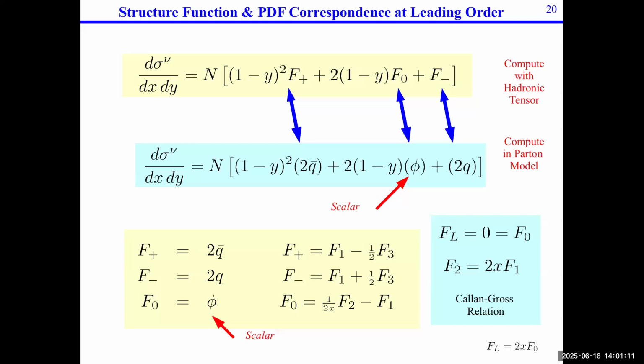And when people write this down and say that's the Callan-Gross relationship, I look at that and to me that doesn't mean anything fundamental. But when I say, hey, that means the longitudinal structure function is zero because there are no scalar quarks inside the proton, that means something to me. And so I find that useful.